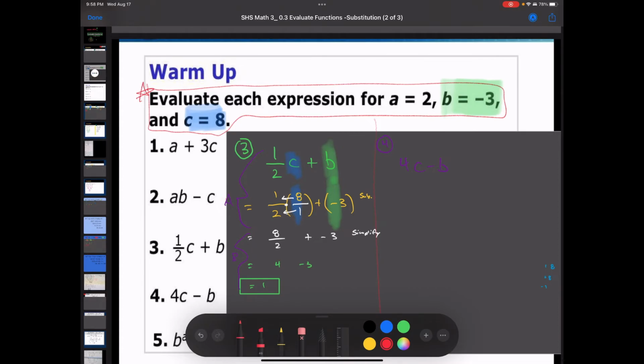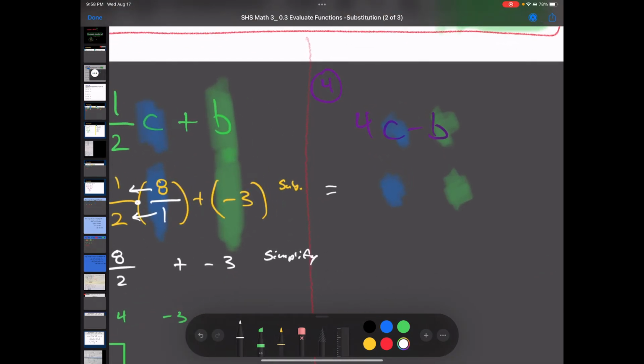All right, let's go over question number 4. 4c minus b. So that means every c value I already highlighted here in blue is going to be 8. And every b value will be negative 3. So let's go ahead and do our substitution. 4 times 8. Remember, you have to do the substitutions. Okay, and you have the minus sign because that's what you have above. Then you do the substitution in parentheses. So the b value is negative 3.